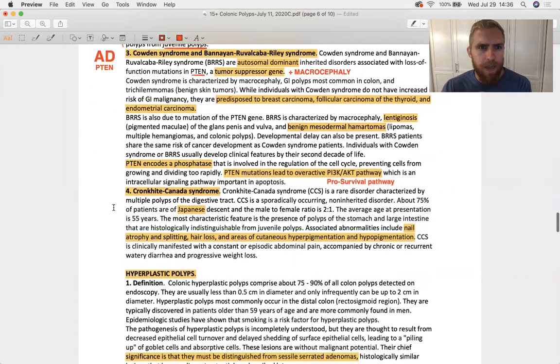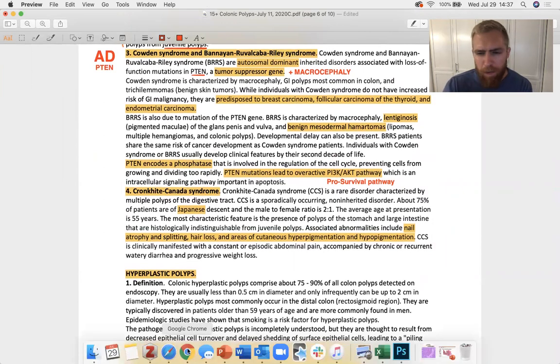Now let's talk about Cowden syndrome and Bannayan-Riley-Ruvalcaba syndrome, which are both autosomal dominant and both are associated with loss of function in PTEN, a tumor suppressor gene, and both of these are associated with macrocephaly. And so macrocephaly is going to be head circumference above the 95th percentile for height, weight, and age.